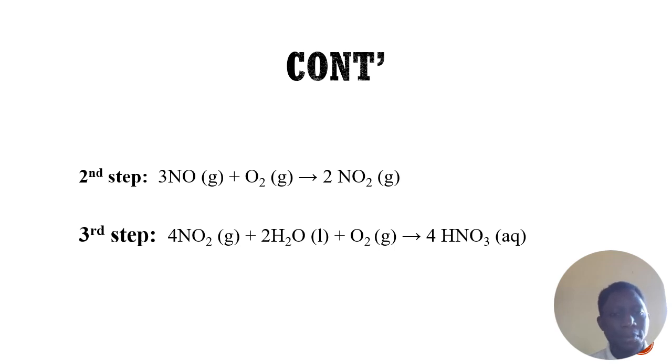The second step: that product, nitrogen monoxide, also burns with air to produce nitrogen dioxide. The last step is where nitrogen dioxide reacts with water and oxygen and produces what we call nitric acid. As a conclusion for this Ostwald process, there are three steps of producing nitric acid in industry.